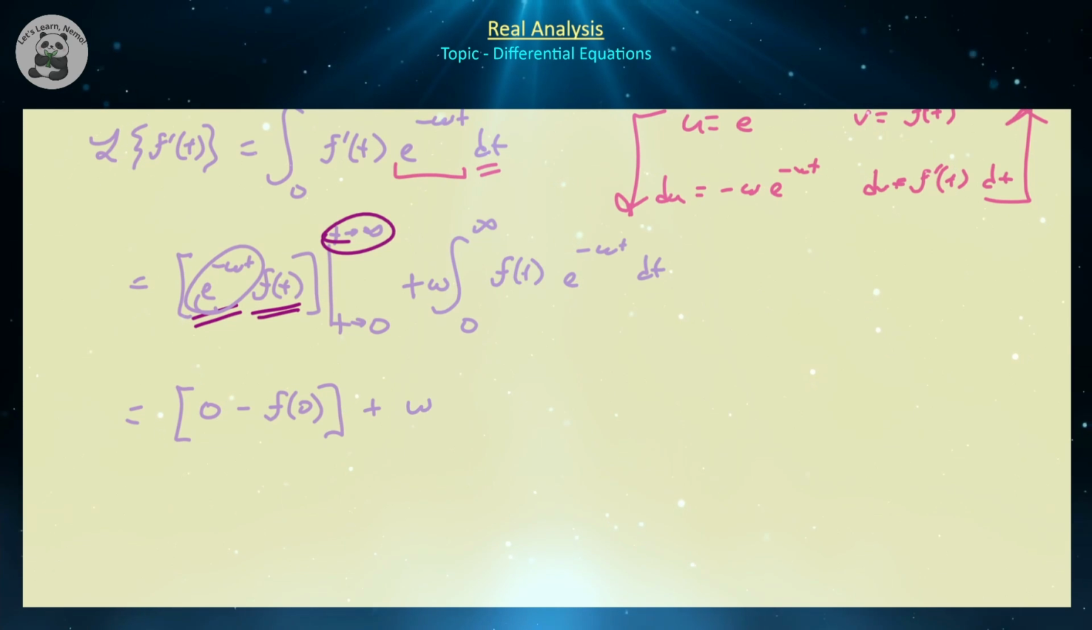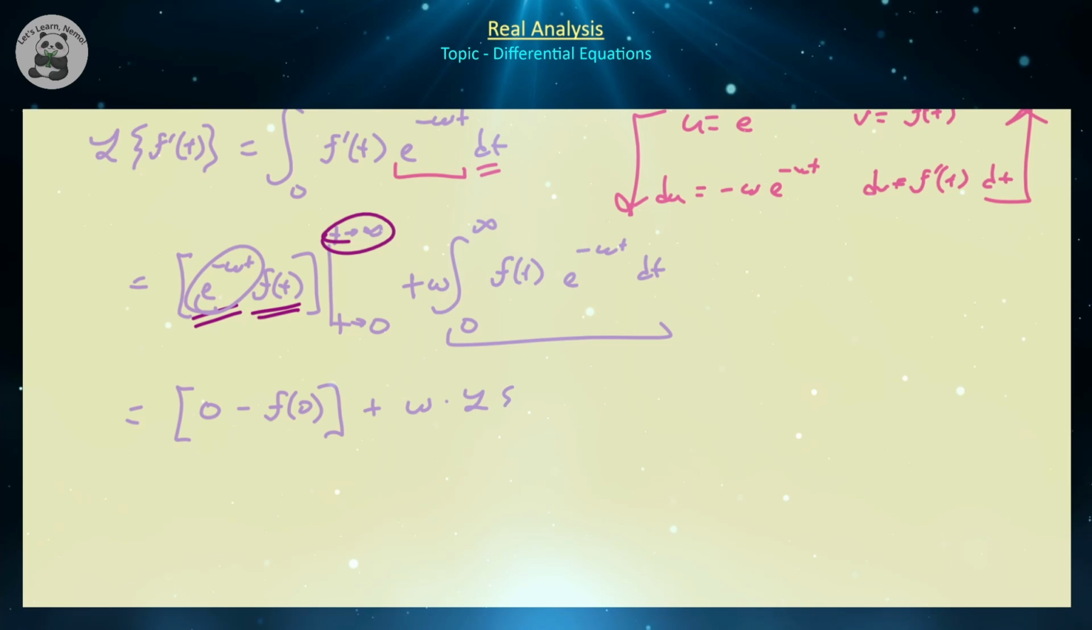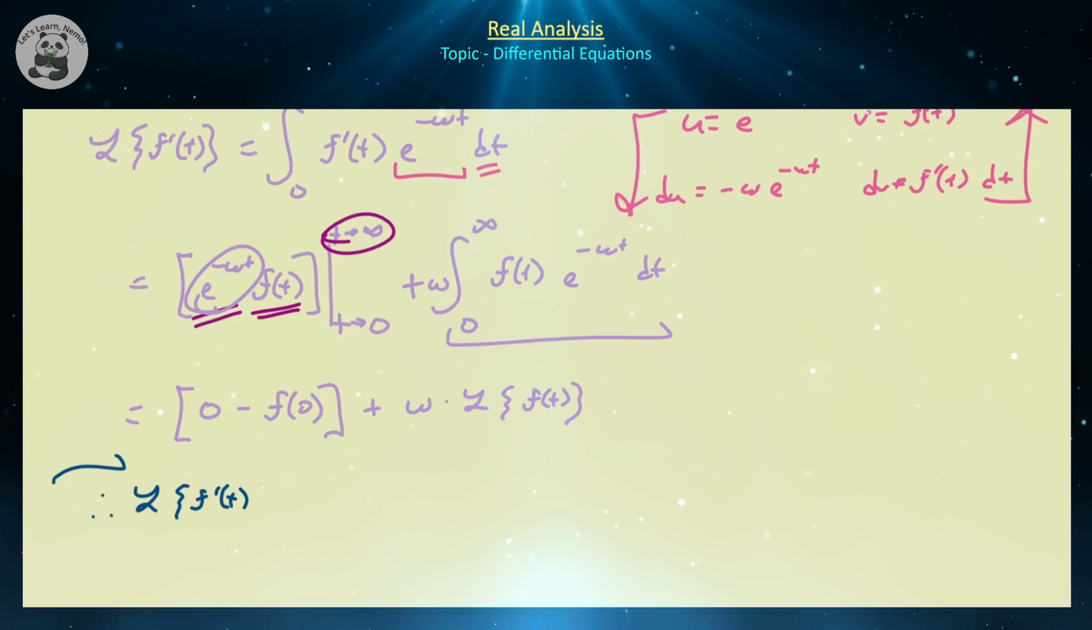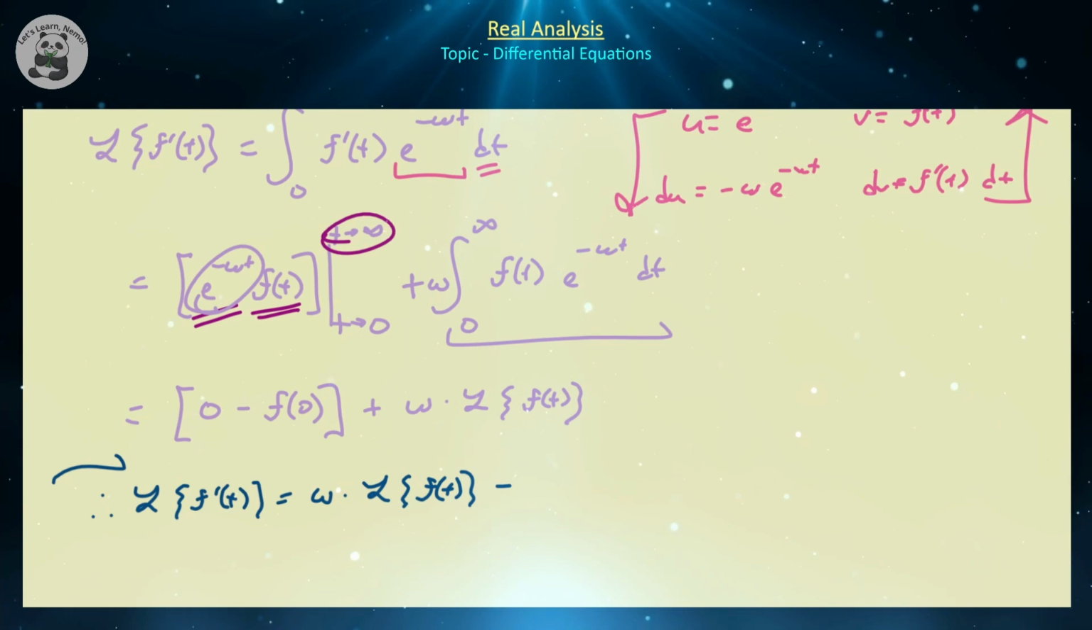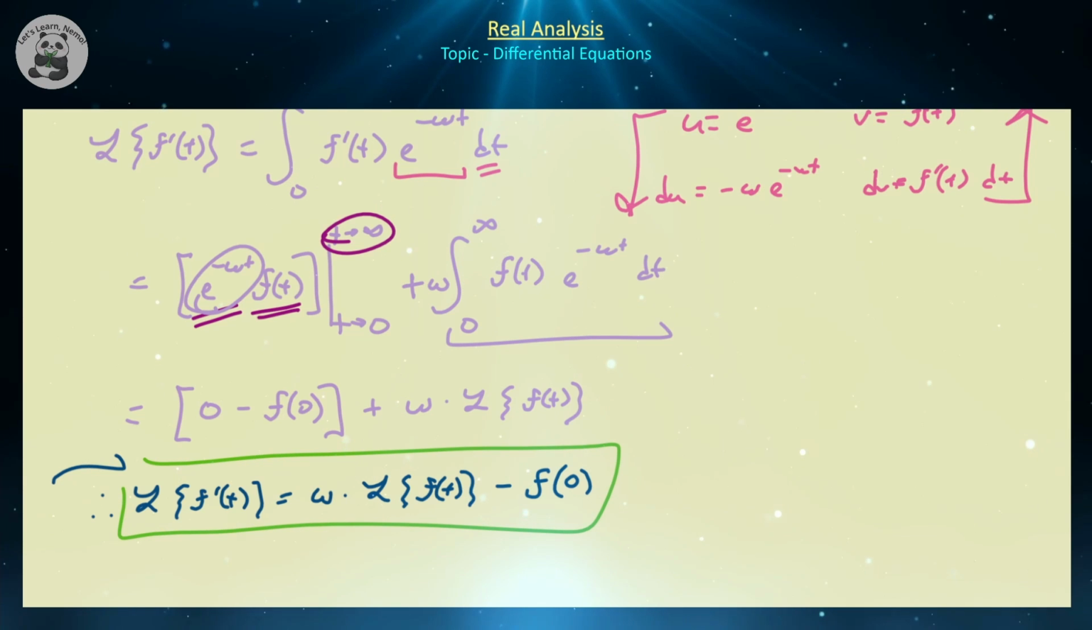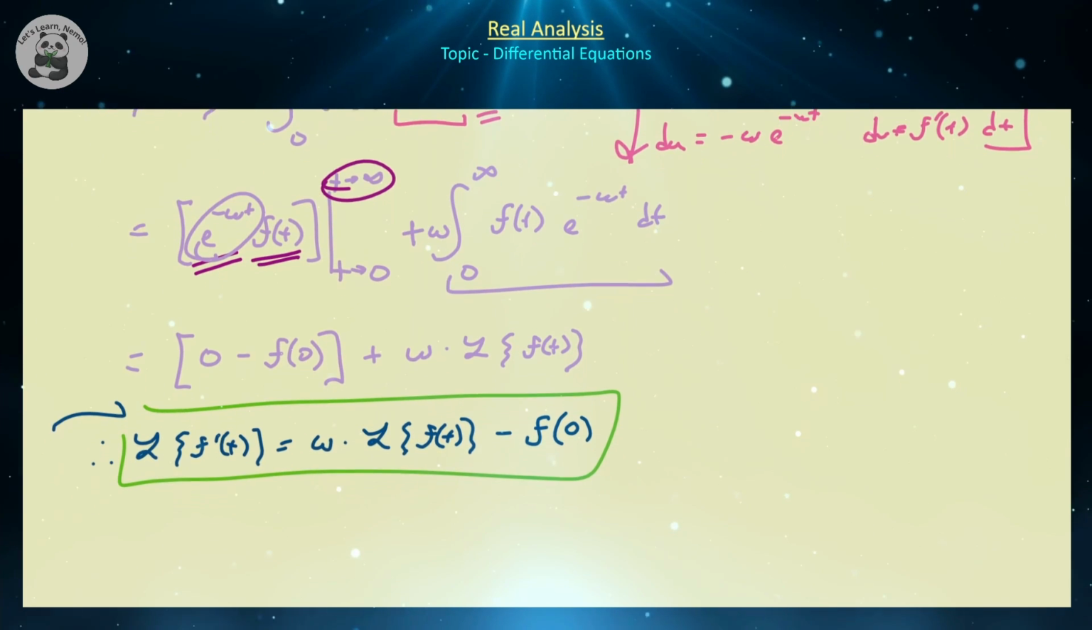And then over here we have omega times the, what is that? Well, that's just the Laplace transform of f of t. So that means the Laplace transform of the derivative of a function can be represented in terms of the Laplace transform of the original function. In particular, it's omega times the Laplace transform of the original minus f of 0. And that's a very, very useful tool.